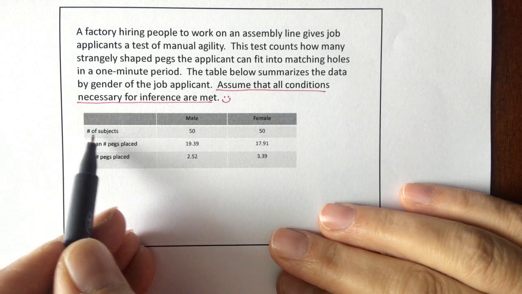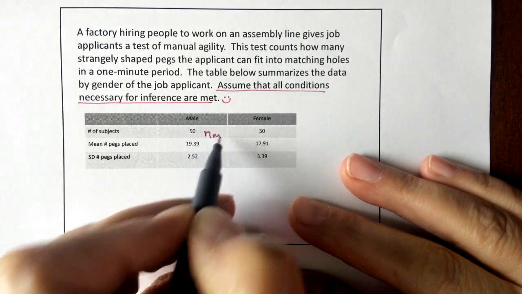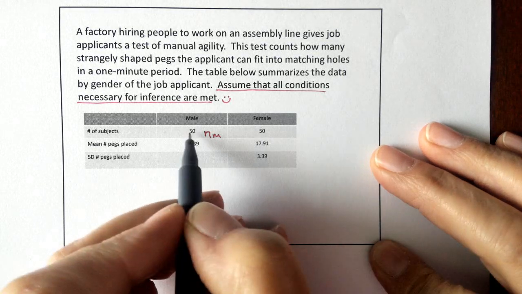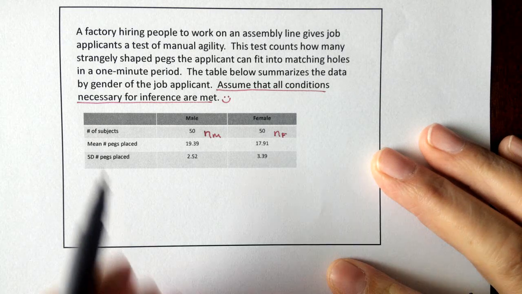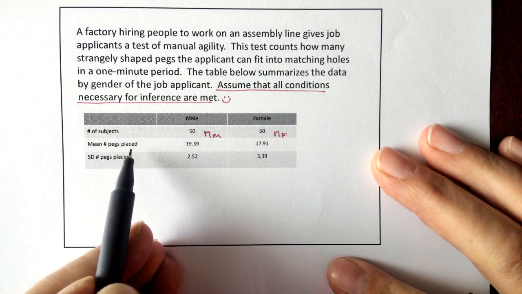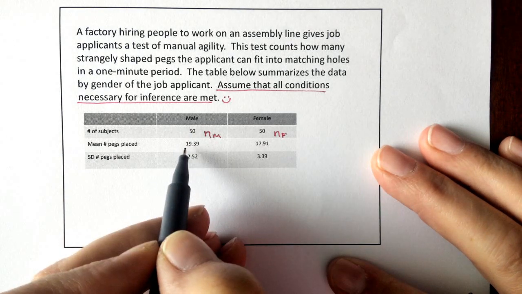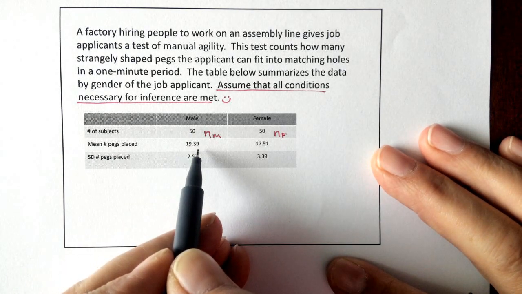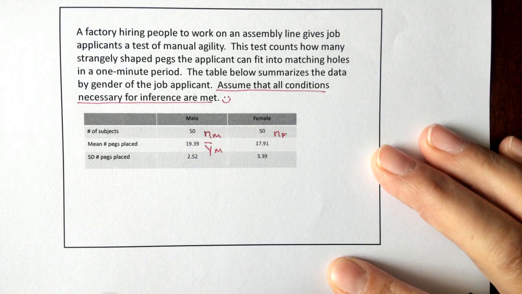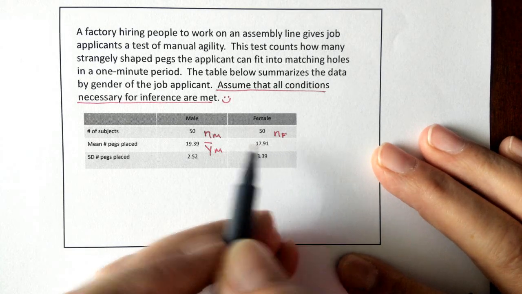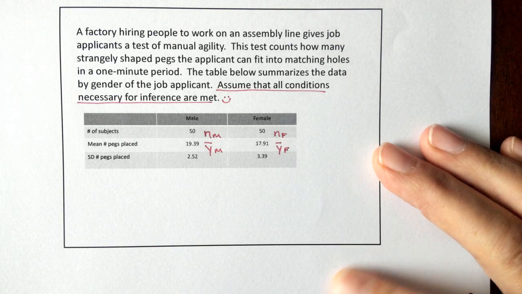Okay, so number of subjects, that's N. So I'm going to do some labels. So N sub M for number of males is 50. N sub F is my number of females. Okay, mean number of pegs placed. Now those are the ones that were actually placed by the samples. So the men on average could place 19.39 pegs in a minute. So that would be the Y bar of the men. And the women could place on average 17.91. So that's Y bar for the females.